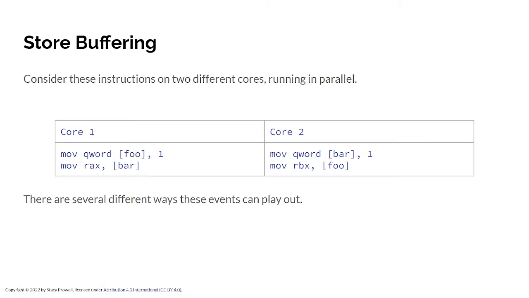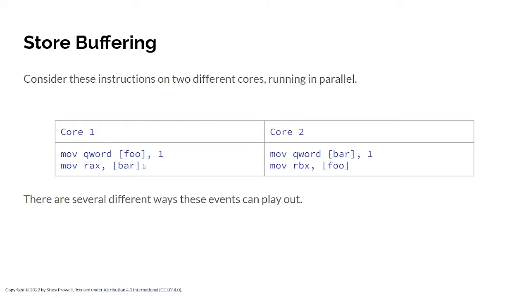Let's begin as we always do with store buffering. So here we have a little schedule for two different cores, and we're going to assume that the instructions happen in the order they're given. Over here on core 1, we have two instructions. We take the value 1 and we store it at the location pointed to by foo.